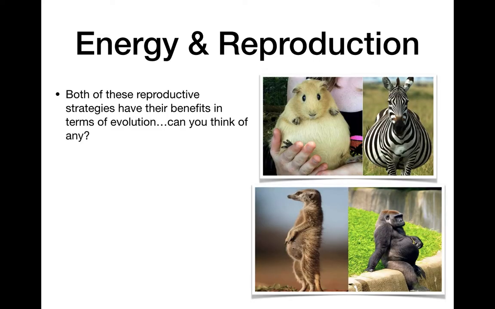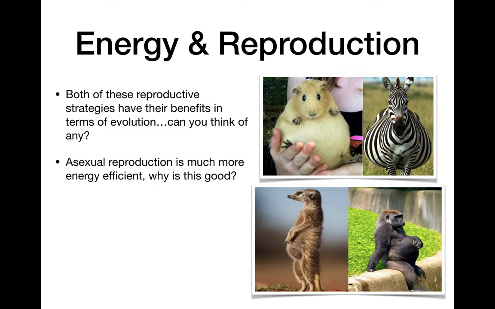Okay, so both of those different strategies, sexual and asexual, have different benefits in terms of evolution. Can you think of the benefits of those, sexual and asexual reproduction? So in asexual, it's much more energy efficient than sexual reproduction. It's only 1 individual. They just have to copy their DNA, get a little bigger, divide in 2. That is very energy efficient compared to the energy required in sexual. So why is that particularly good? Why is it good to be saving energy?